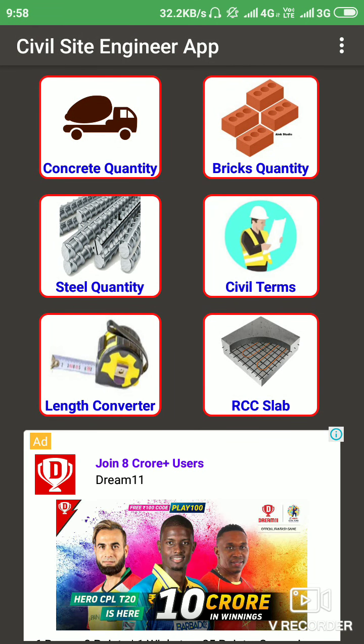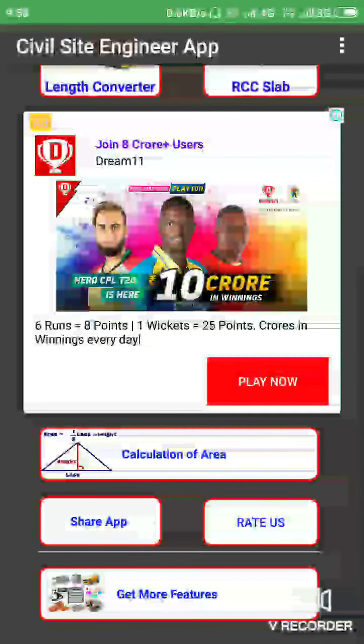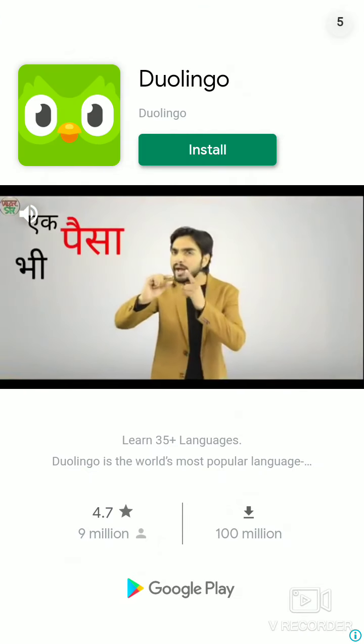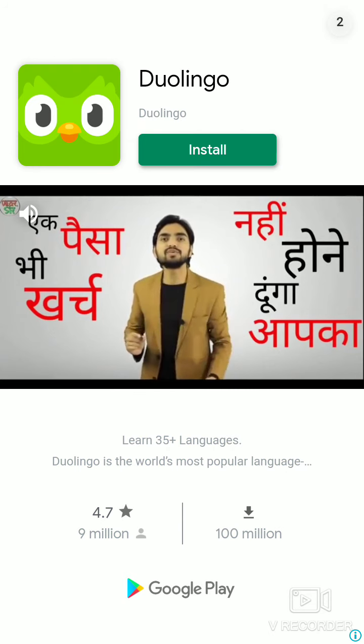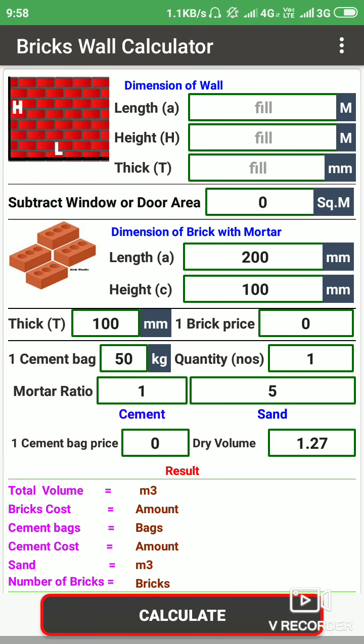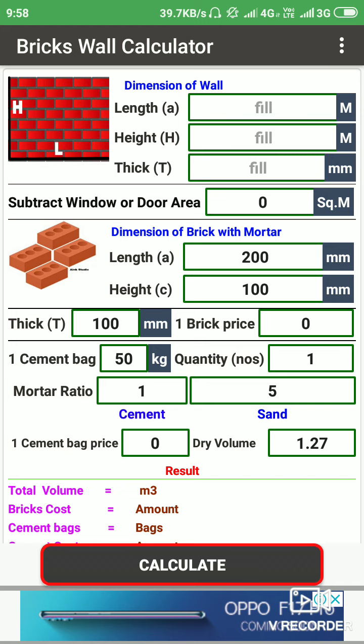So the app has concrete quantities, brick quantities, steel quantities, basic civil terms, length converter, RCC slab calculation, and calculation of area. For calculation of brick quantities, simply click and there is add. But we have no problem because this app is running very smoothly. The developers created a very good app. So you can calculate brick quantities in units of foot or meter. I choose the meter.